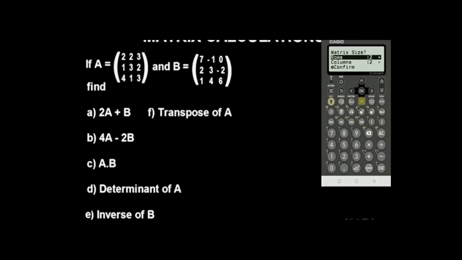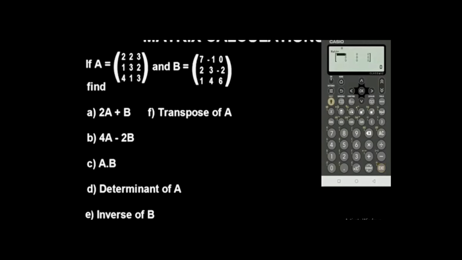Alright, so let's begin with the row. Press execute. So how many rows? I've already said it. We have 3 rows. Then for column, we also have 3 columns. Okay, so that's it. We are good to go. So this shows that this calculator can solve 4 by 4 matrices as well, but we are experimenting with a 3 by 3 matrix. Let's confirm it, press execute.